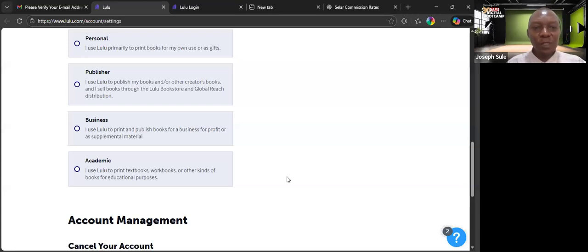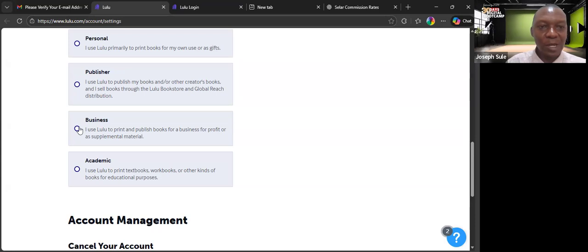Account type number 3: I use Lulu to print and publish books for a business, for profit, or as supplemental material. And then the last one, academic: I use Lulu to print textbooks, workbooks, or other kinds of books for educational purposes. This last one, if you pick it, that's where you have issues with copyright. You know academics, how it is, plagiarism and all of that. We are bookpreneurs. We're here for money. We are here for business.